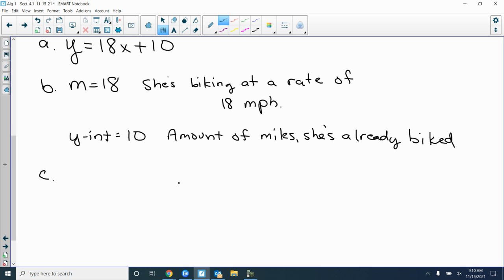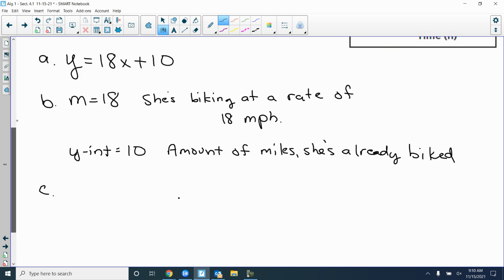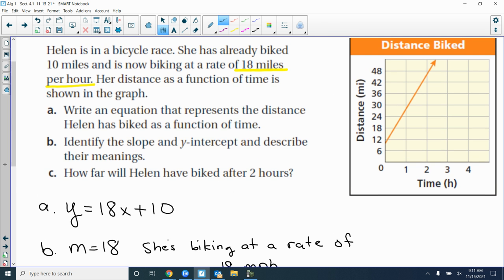Now take a look at that last one, C. How far will Helen have biked after 2 hours? Griffin? I just said like 46.5 or 47 miles. Okay, that's looking at the graph, so you're kind of estimating. How can I use the equation to find the exact value? Use that equation to find the exact.